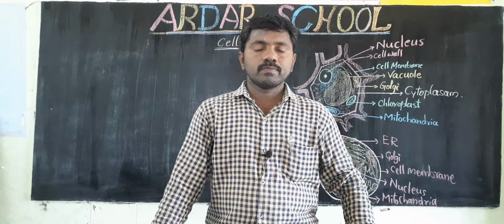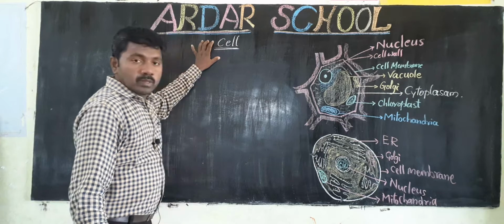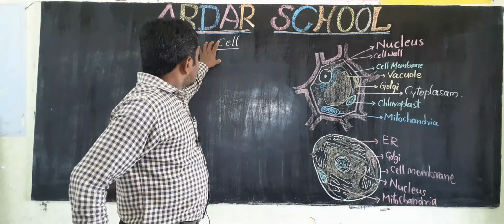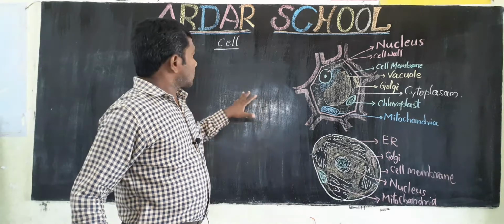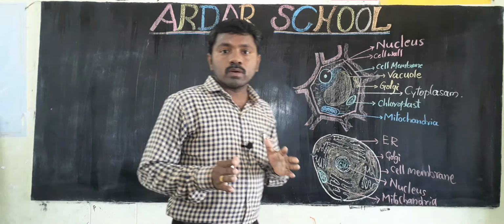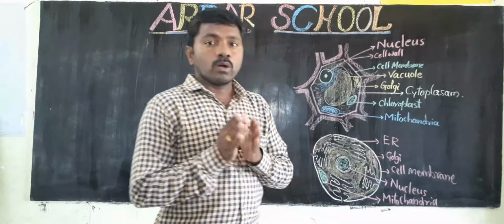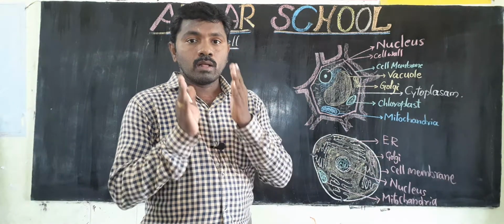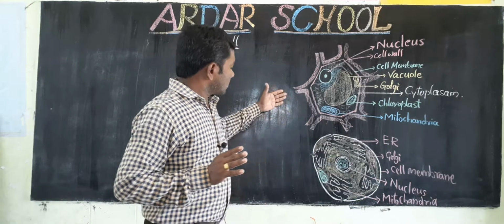Hi children. Last class we discussed the cell. We already learned about the typical cell and about the cell membrane. Now we discuss the cell wall. Look at the board, children.